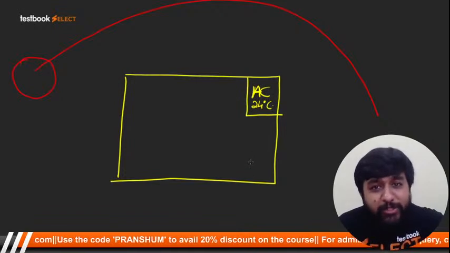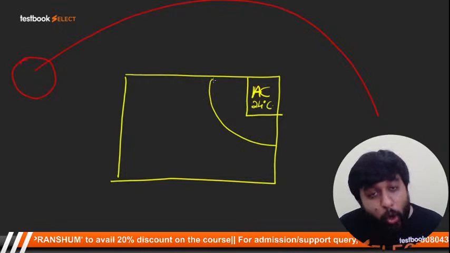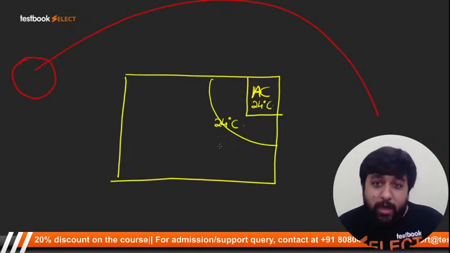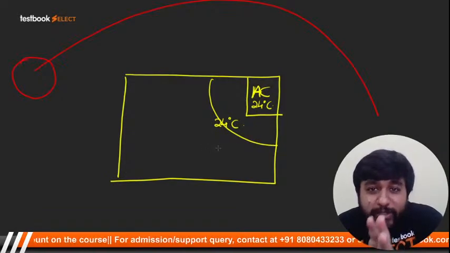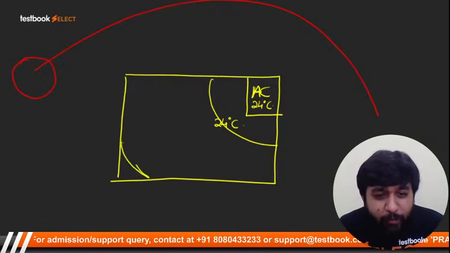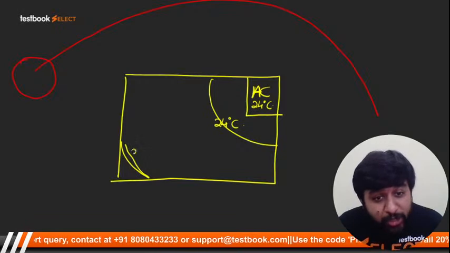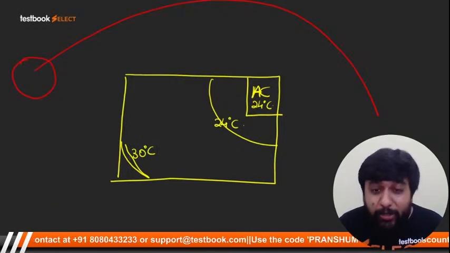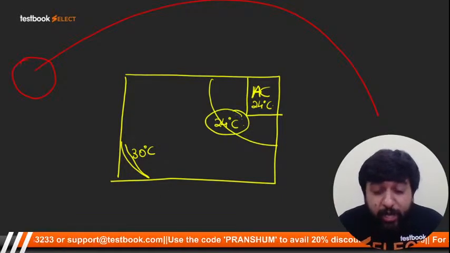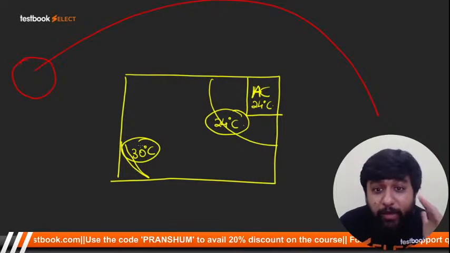So high performance AC. Because of this AC, the temperature in this zone will always be 24 degrees Celsius. But if I stand away from the AC, definitely I will feel comparatively warm. So the temperature here is 30 degrees Celsius. Since this is a high performance AC, the temperature near it will always remain 24, and the temperature here will always remain 30.